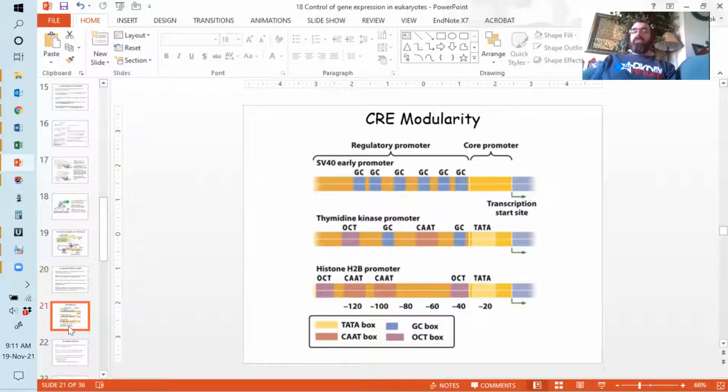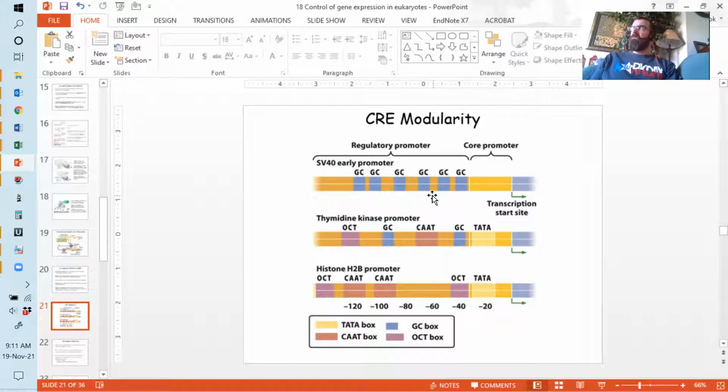And these can also determine the strength of the response too, right? So you don't have necessarily just the presence or absence of these response elements, but also the number of them determines the level of expression too. And so SV40 is actually a virus.